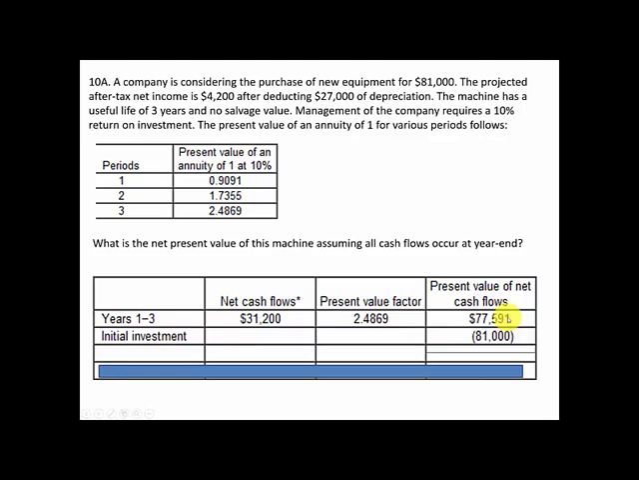$77,591. We'll compare that with the initial investment of $81,000, and you should know that since the payout of cash is higher than the cash coming in, we're going to have a net present value that's a negative number of $3,409. Therefore we should not do this.